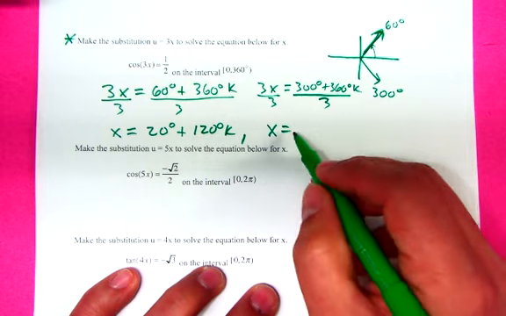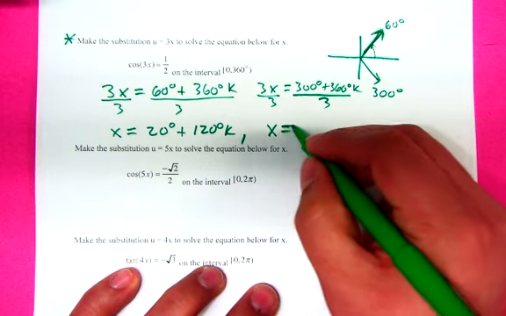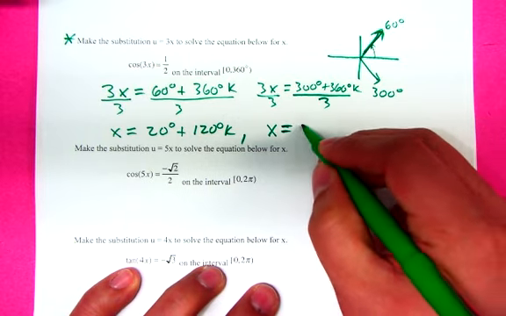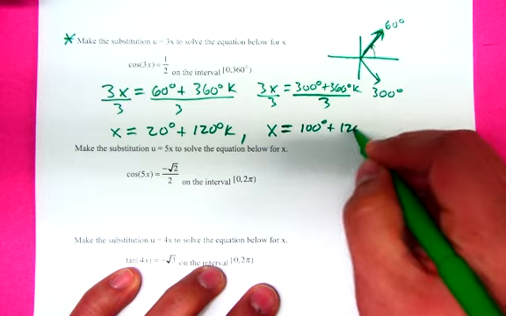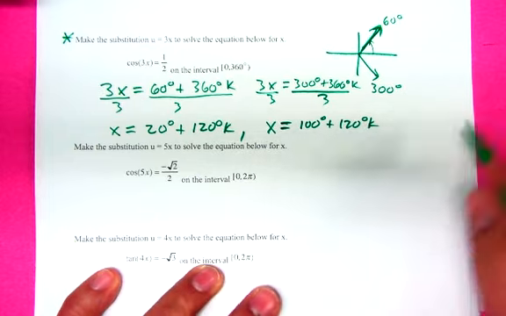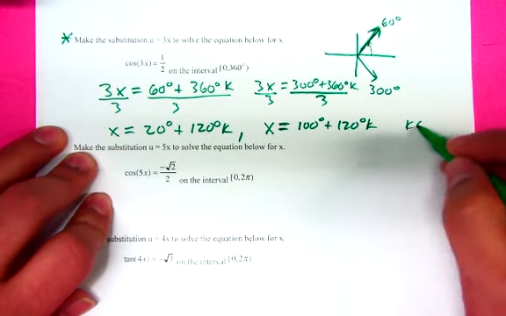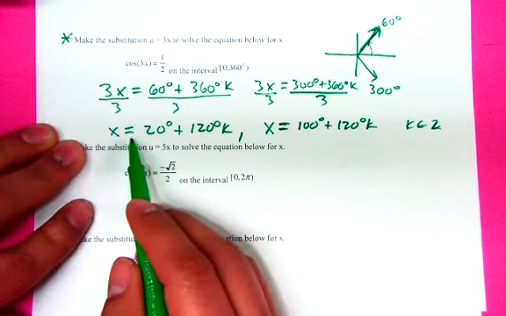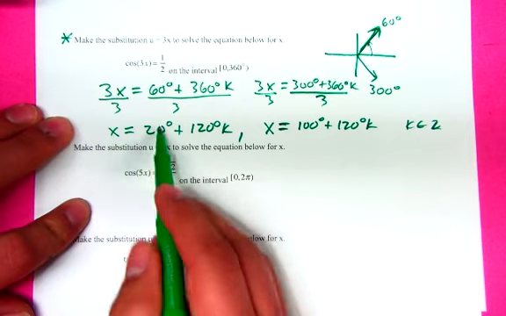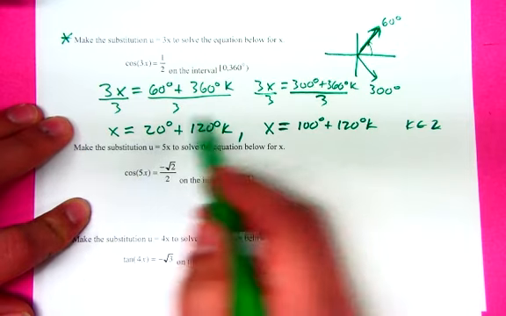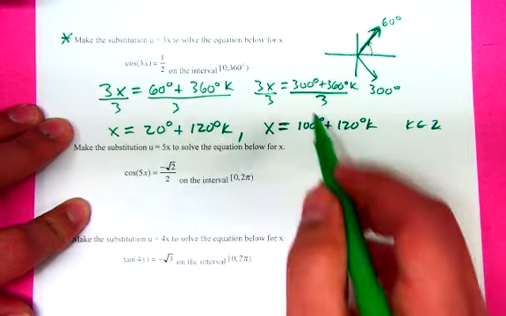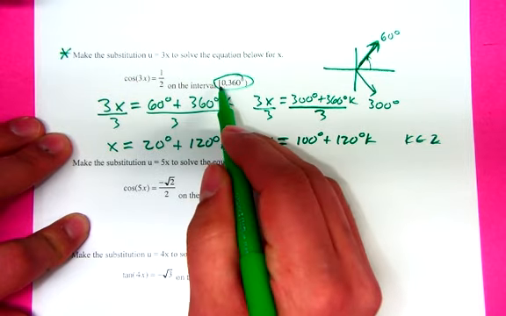So on this equation we get what? 100 plus 120 degrees k. Okay, so if the problem asked to list all solutions, this is all of them. You guys understand that? But we're actually listing our answers from 0 to 360.